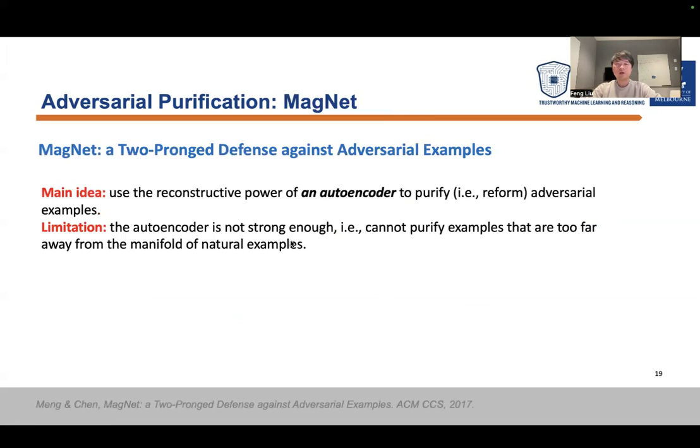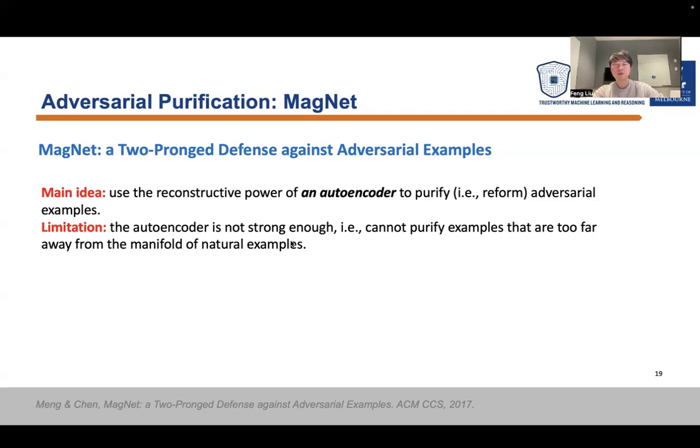Here is a very representative work in adversarial purification. It's called MagNet. The main idea here is to use the reconstruction power of an autoencoder to purify or reform adversarial examples. But the limitation is that the autoencoder is not strong enough, okay? The autoencoder is just a very basic generative model, it's not strong enough, and it cannot purify examples that are far away from the manifold of natural examples.